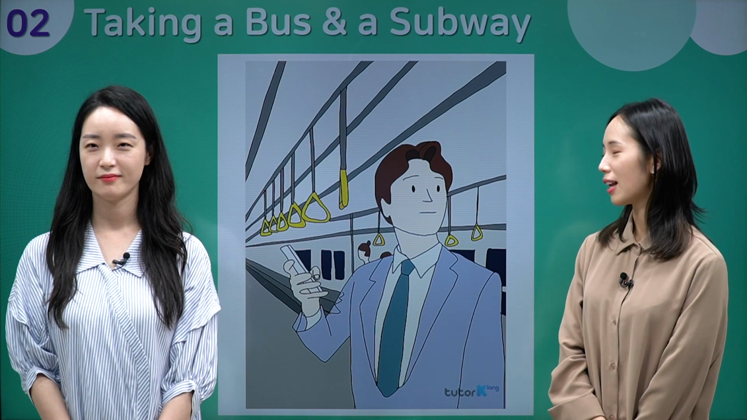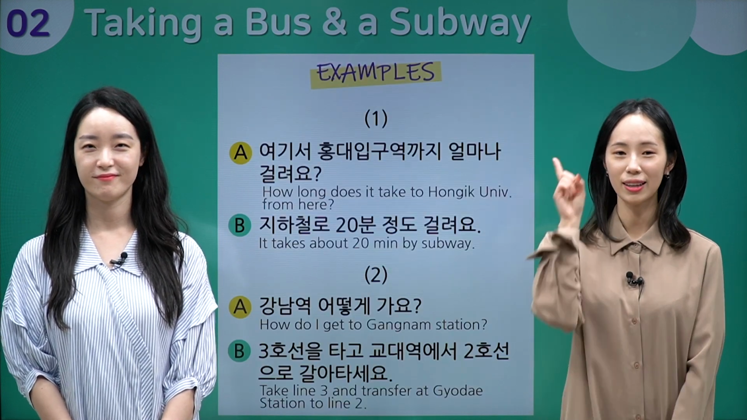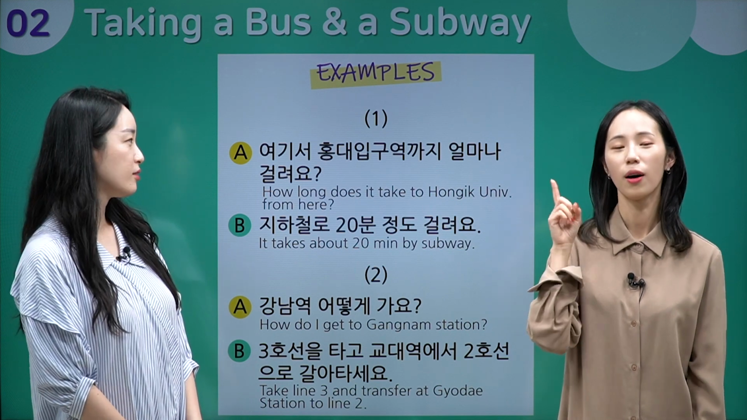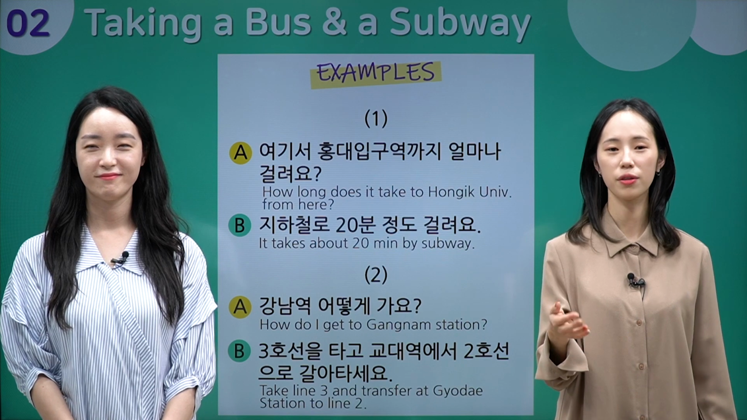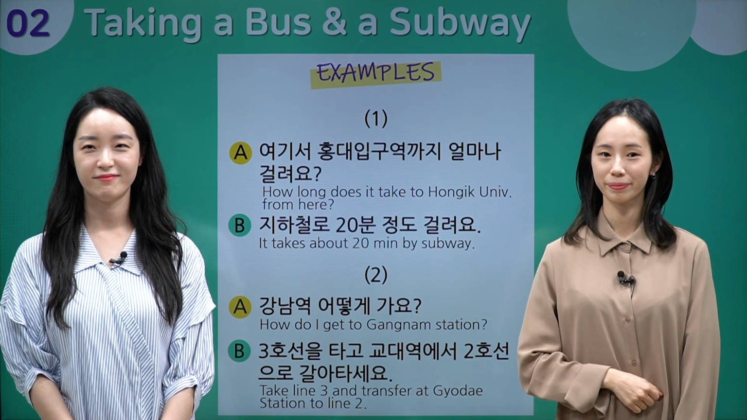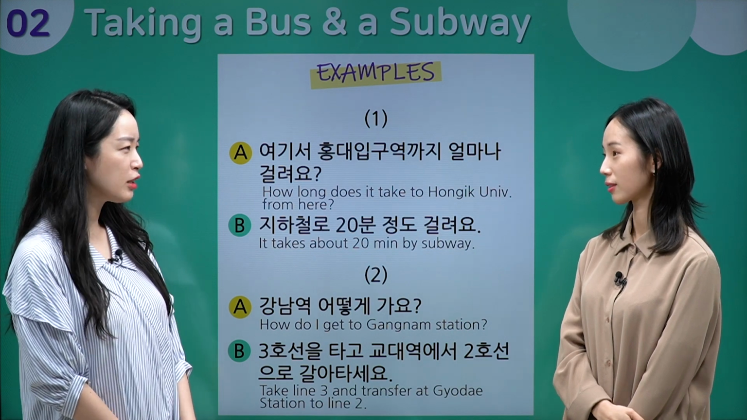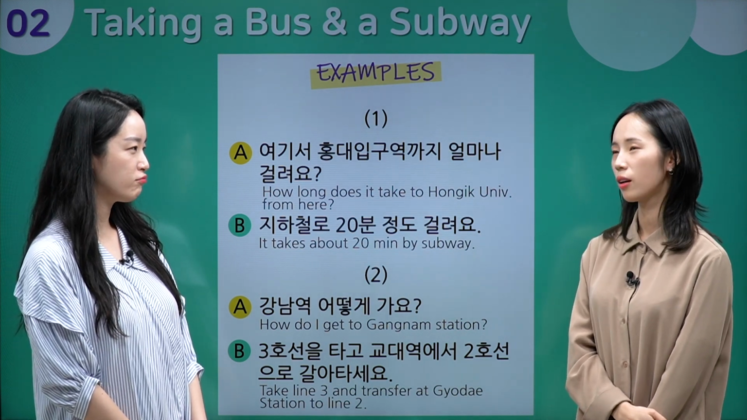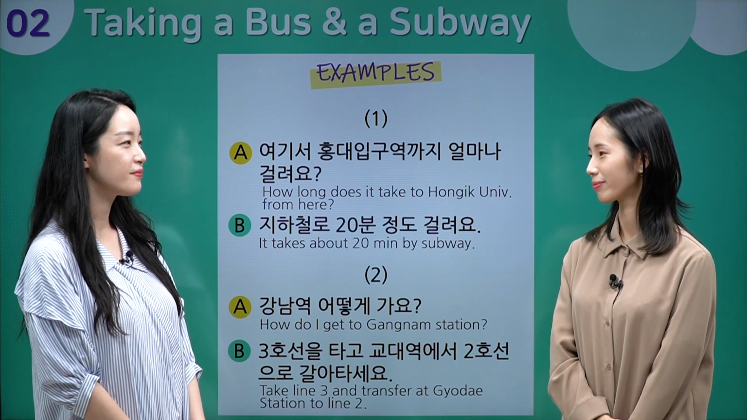Alright then, let's look at the example sentences. Number 1, when you want to ask how long it takes to go somewhere. A is you. 여기서 홍대 입구까지 얼마나 걸려요? 지하철로 20분 정도 걸려요.